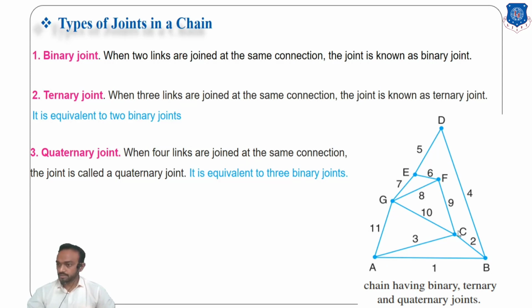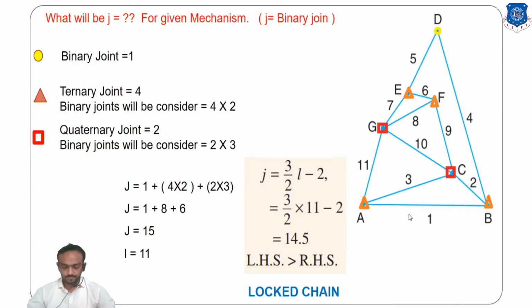So we will find which type of chain this is. Let's count. First of all, there is only one binary joint here, and all others are ternary or quaternary. So one binary, four ternary, and two quaternary joints. We put these values in our relation. J is equal to 3/2 L minus 2, but it will be 14, which means LHS is greater than RHS, and this chain is locked.